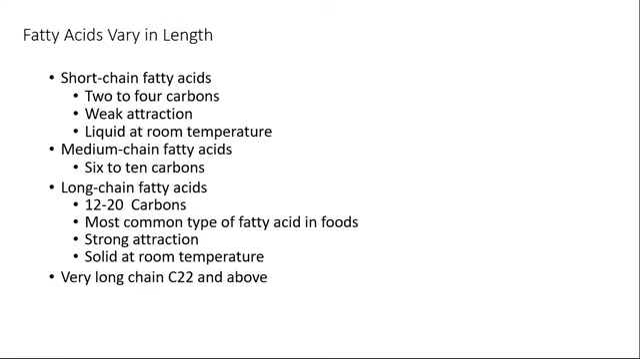So fatty acids vary in length. They are short chain if they range from about 2 to 4, and these are all liquids at room temperature. Medium chain fatty acids have a carbon number of 6 to 10. The long chain fatty acids have about 12 to 20, and these are the most common fatty acids that are found in the foods, and they are all solid at room temperature, especially stearic acid, which is C18, palmitic acid, which is C16. The very long chain fatty acids are C22 and above.